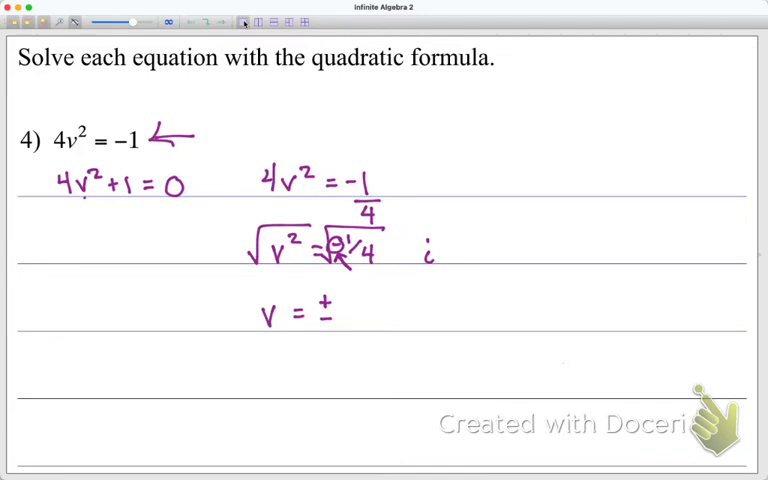So what's the square root of 1? 1. What's the square root of 4? 2. So my answer is plus or minus 1/2 i. Is our imaginary number going to go away? No. You don't have the luxury anymore of saying, oh, we can't do that. We have to change it into an i, don't we? So these problems are going to be just different complexities. And we're ready to go to the next one?